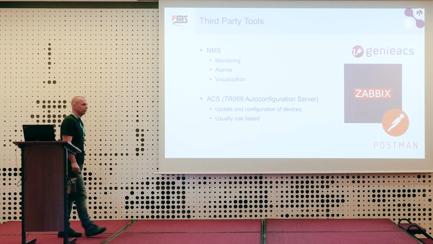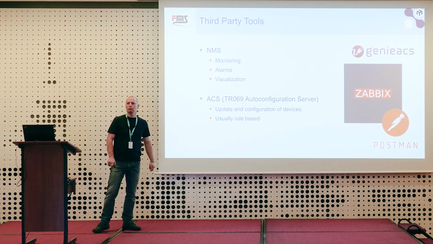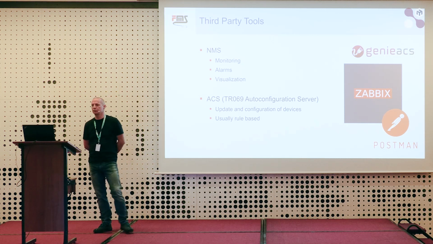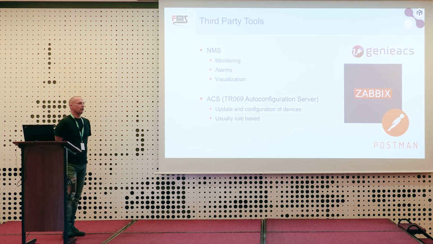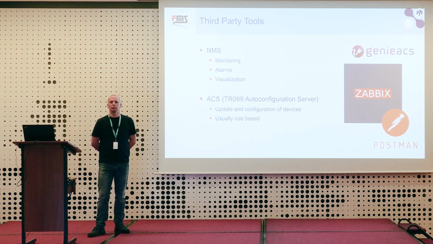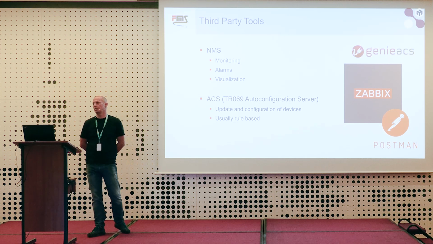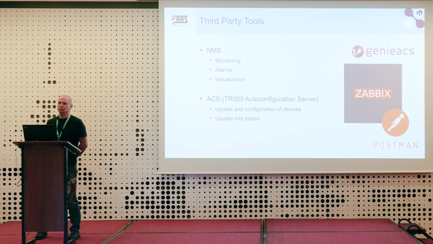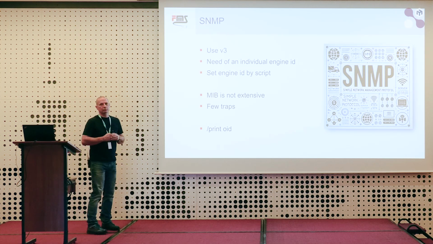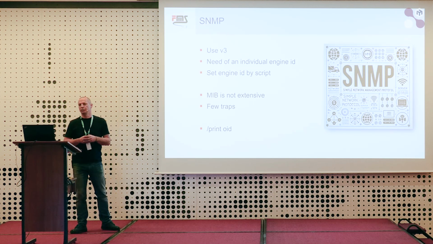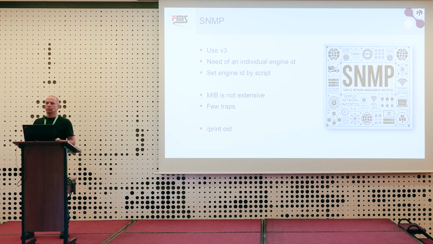We'll see a couple of third-party tools, or we will need third-party tools to accomplish what I want to show you in the examples. An NMS, a network monitoring system, and an ACS. An ACS is an auto configuration server used for the TR-069 protocol, which is able to configure and patch your CPE devices. Let's have a short look on how to set up these tools on your router, so we are prepared to go to the examples. For SNMP, there's not too much to say.